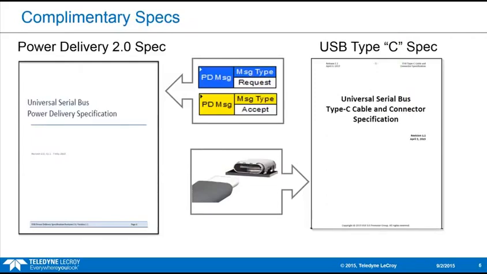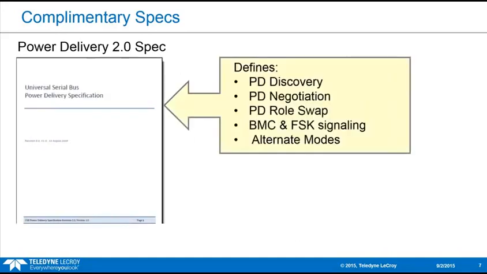So the material I'll cover comes from two specs, the Power Delivery 2.0 and the Type-C version 1.1 spec. Anytime you have two complementary specs, the technology can be harder to understand. It's easy to miss things if you have to refer back to two documents. The Power Delivery spec addresses all the elements of the logical PD protocol, like discovery, negotiation, role swaps. The commands for alternate modes are also defined here.